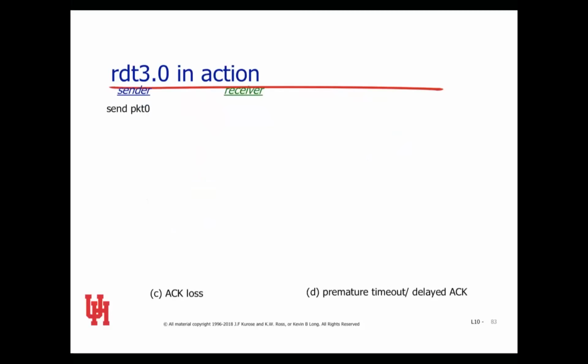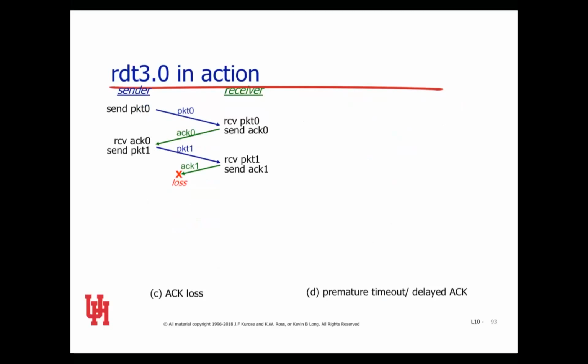Things are back to normal again. All right, so far so good. What if it's an acknowledgement that's lost? You send packet 0, you get acknowledgement 0, you send packet 1, the acknowledgement is lost.